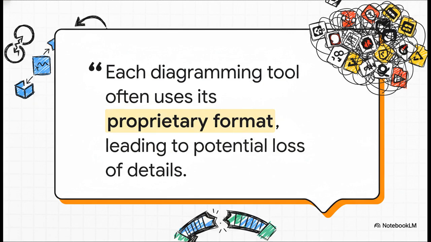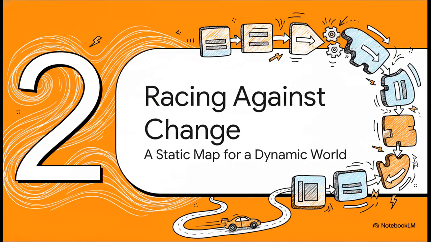Yeah. That loss of detail isn't just a minor annoyance, it can completely destroy the very clarity the diagram was supposed to provide in the first place. So the communication stuff is a big deal, but it's really only half the story. There's an even deeper, more fundamental problem here.